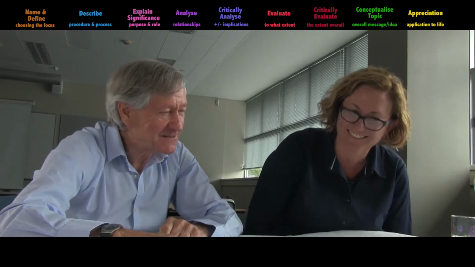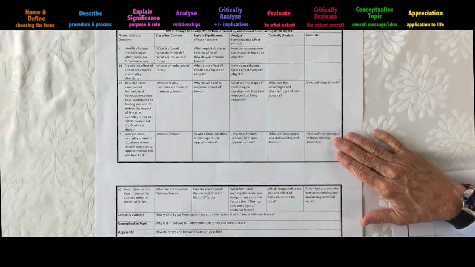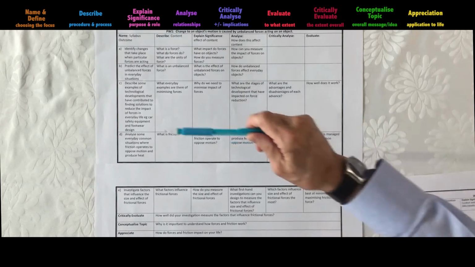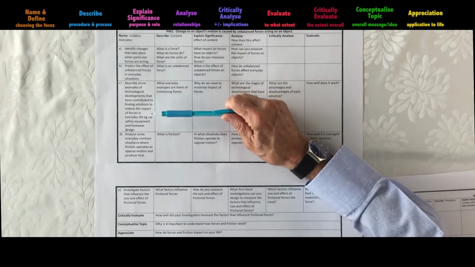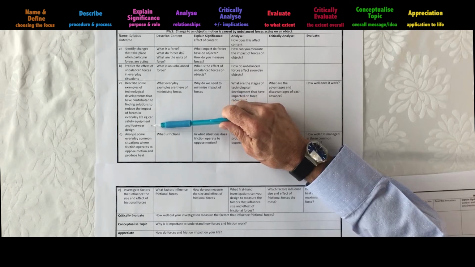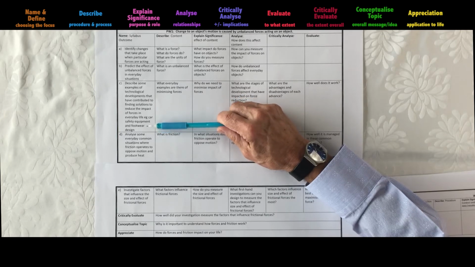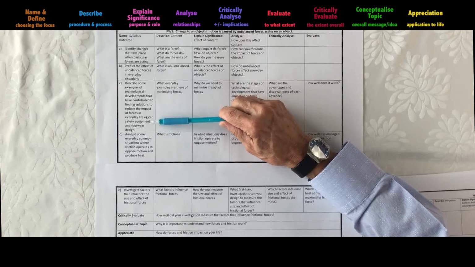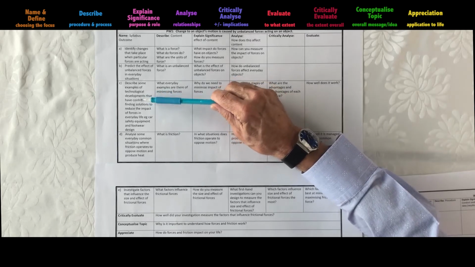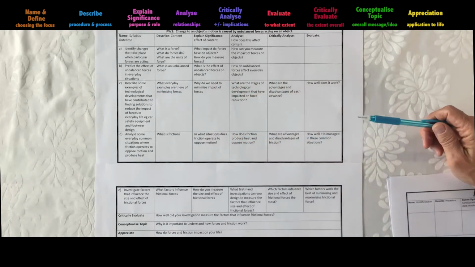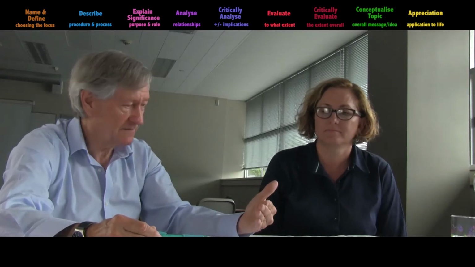Describe some examples of technological developments that have contributed to finding solutions to reduce the impact of forces in everyday life, for example car safety equipment and footwear design. I think there's even a Year 12 physics question on something like this. But look at this: "have contributed." This is going to help the students, even in Year 7.